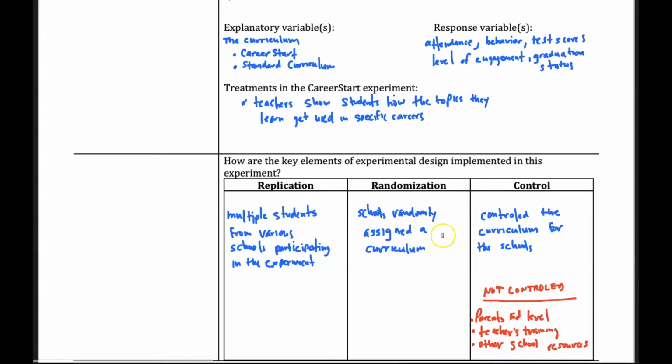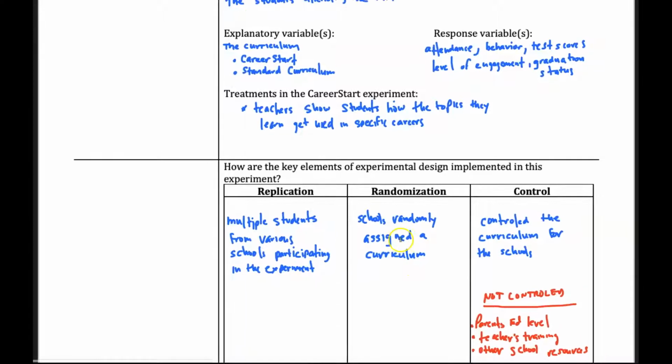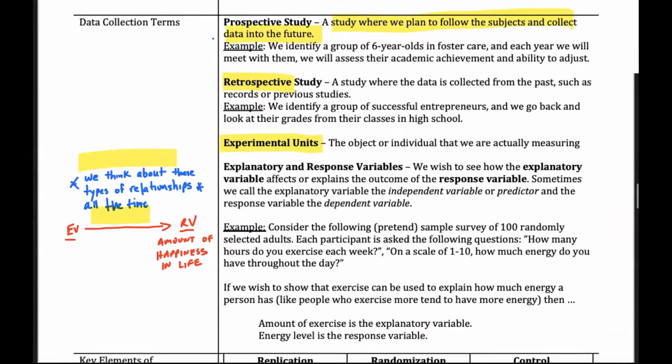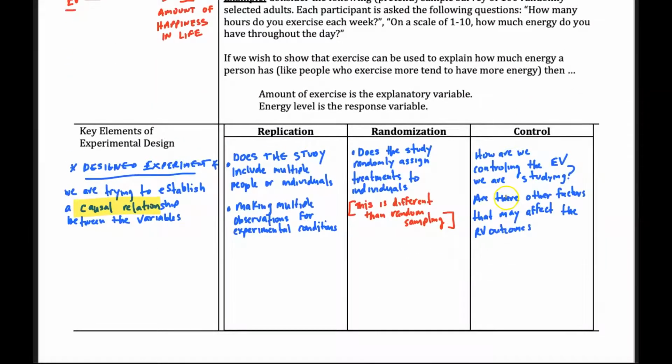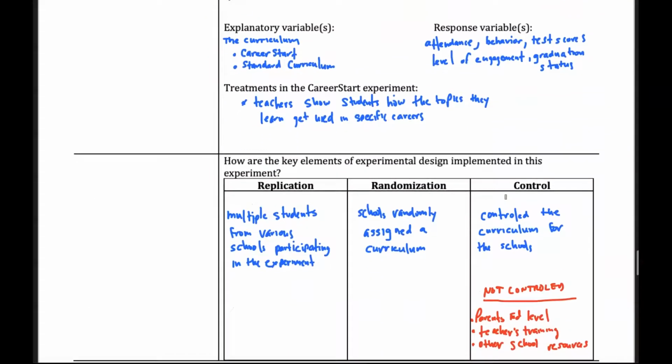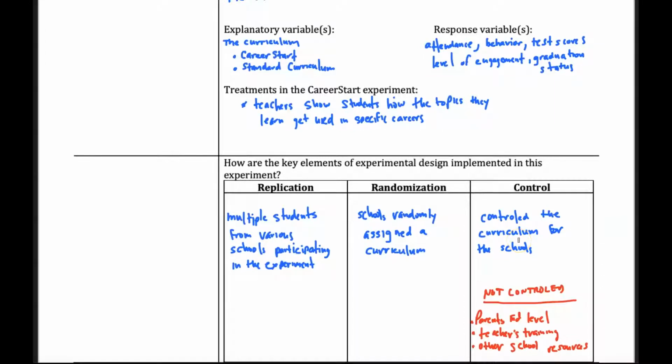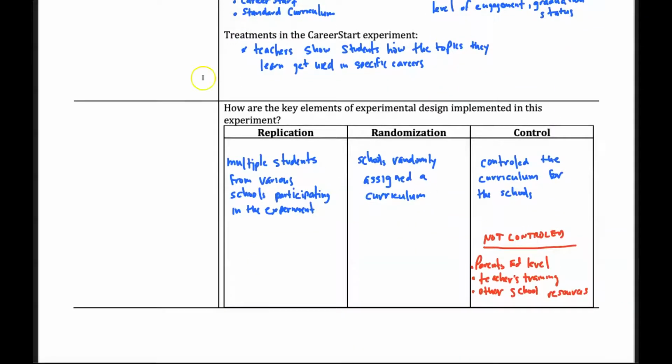Randomization, in this case, the schools were randomly assigned a curriculum. Remember, this has nothing to do with sampling. We're choosing who; it's the idea of who gets assigned the treatments. And the control in this case is how, in this situation, it's controlling the curriculum for the schools, right? Some schools get one curriculum and other schools get the other curriculum. Something that's not controlled for would be parents' education level, teacher training, and other school resources. That's something that may also influence some of those results.